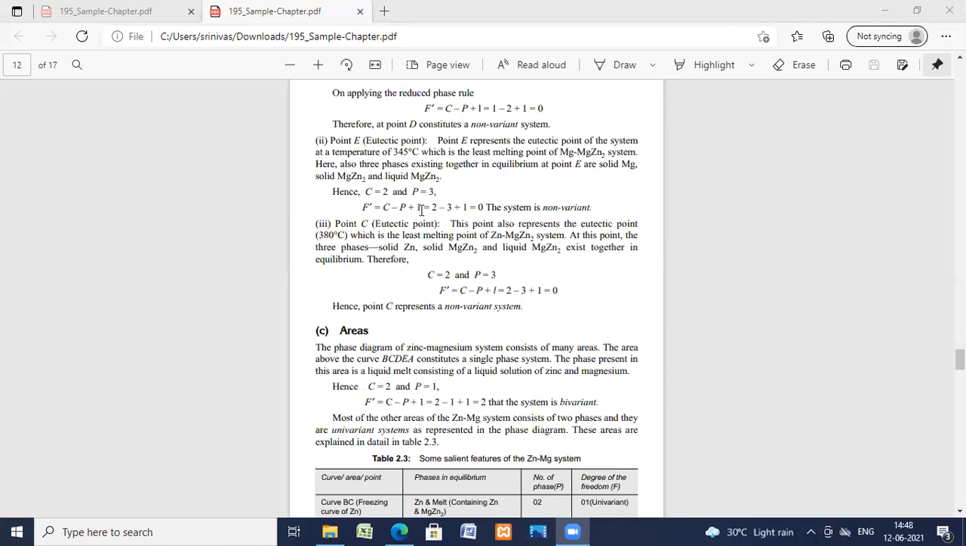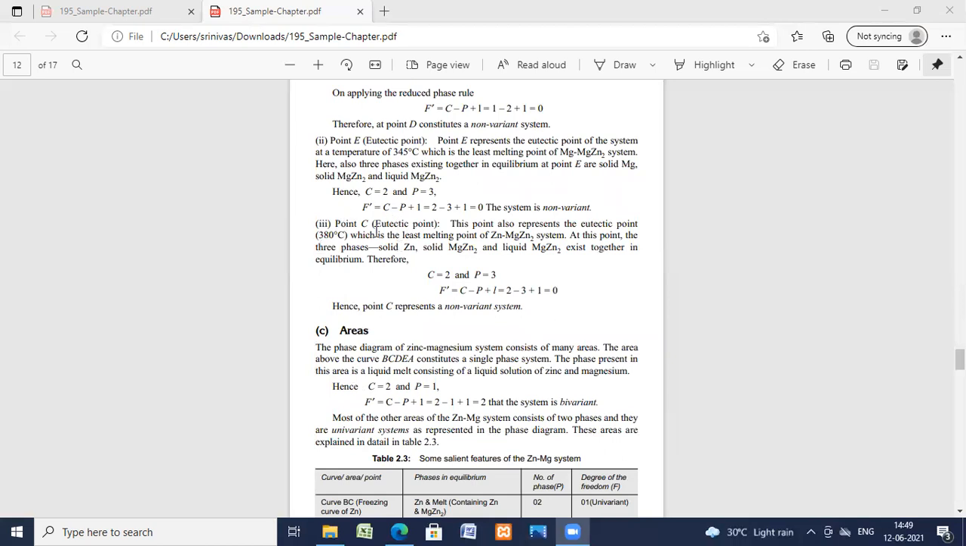So 2 minus 3 plus 1. 2 is the number of components, P is 3 phases, plus 1. It is equal to 0. So the system is a non-variant system.